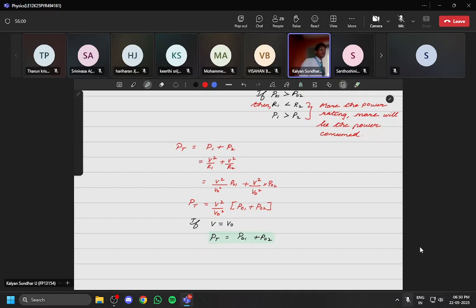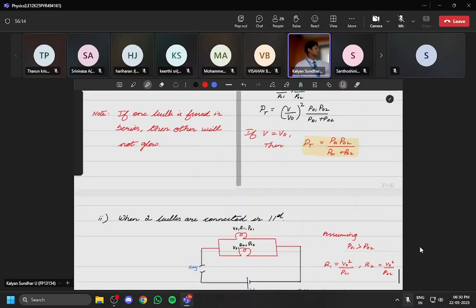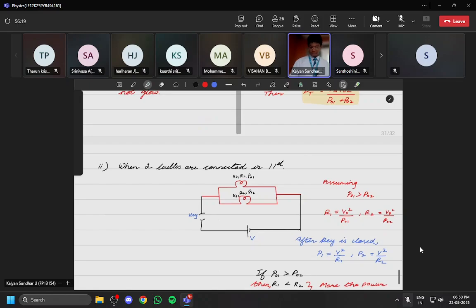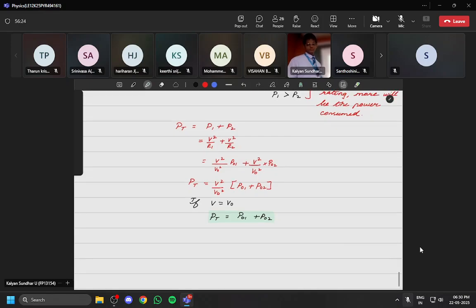So when in parallel, it is the same as capacitance: we will be adding up the two power ratings, whereas if you are taking in terms of series, then 1 by P equals 1 by P01 plus 1 by P02. The note here is: if one bulb gets fused, the other will still glow, because only one bulb has fused, and the current will go through the other bulb.